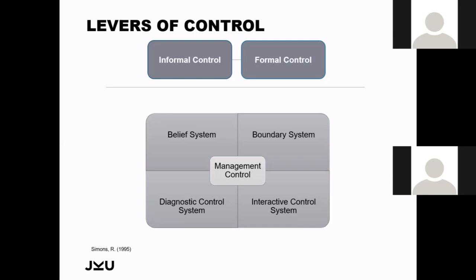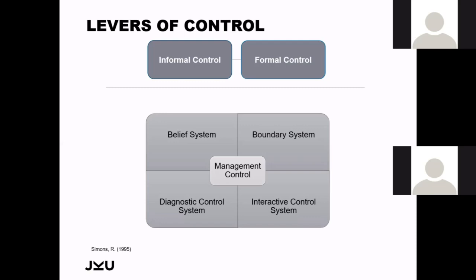All of the levels of control, and we have four right in front of you, namely the belief system, the boundary system, the diagnostic control system, and the interactive control system. These four systems are called the levers of control, and all of them can be either formal or informal. The belief system is more like a cultural control aspect. What do we believe in as an organization? What are our norms, our values, the philosophy behind the things we are doing, or our goals, our achievements?